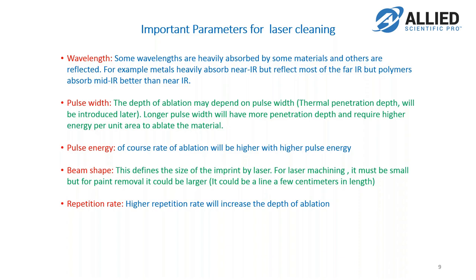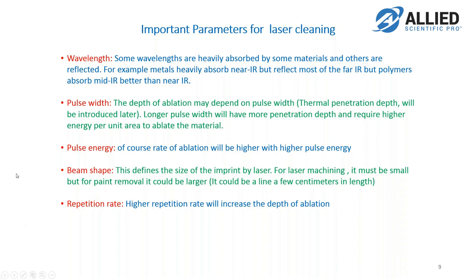But polymers absorb mid-IR better than near-IR. So if you have a coating, some kind of coating, which is a polymer on a metal surface, you have to be aware of the fact that the underneath substrate would absorb that radiation heavily if you use near-IR. And basically, you could potentially damage the substrate if you don't take care of the parameters. But if you use a CO2 laser, far IR, the substrate doesn't absorb that much. So in that way, it's safer. Although there are some other advantages for near IR, which I'll describe later. It's all a trade-off.